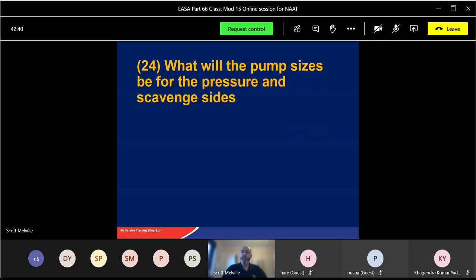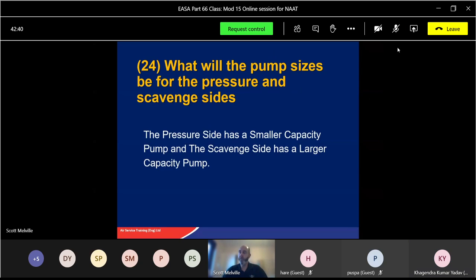What will the pump sizes be for the pressure and scavenge sides? Bigger, and the pressure one is small. Good, yes, because they've got increased volume because of the heat of the oil. So the pressure side is a small capacity pump, and the scavenge side is a larger capacity pump.